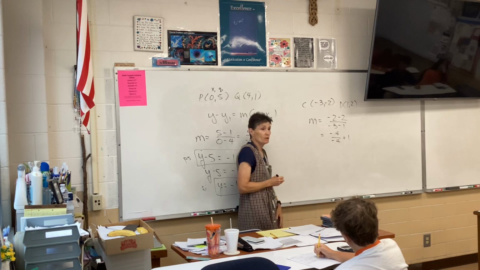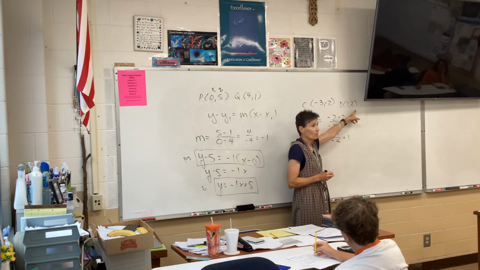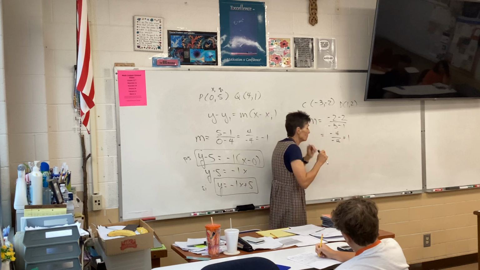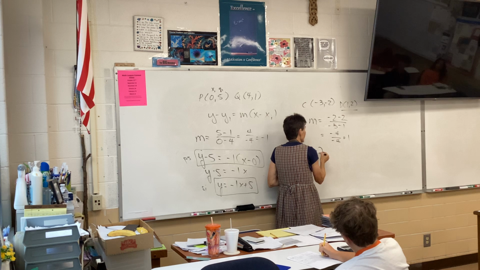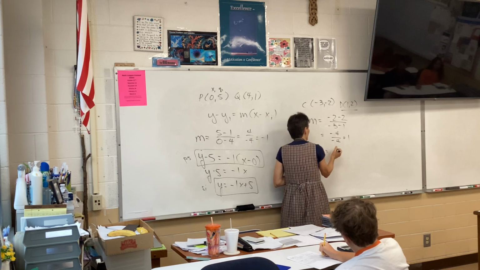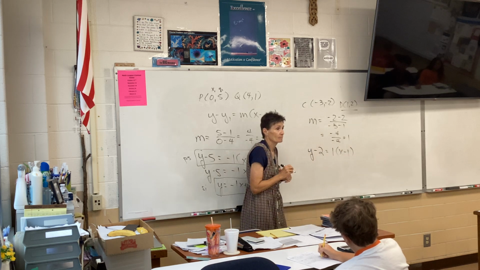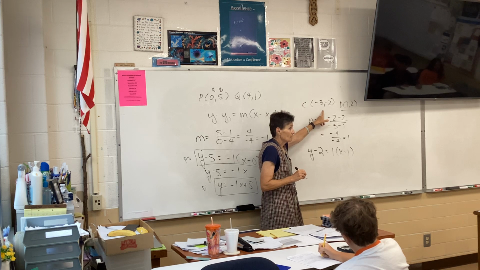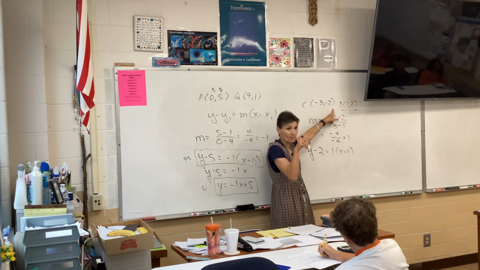All right, so what point do you want to use? Use whichever one works for you. I'm going to use this one. So y minus the y equals slope times x minus the x. Now, if you did use the other point, when you did y minus your y, it would actually become a plus because it would be y minus the negative.